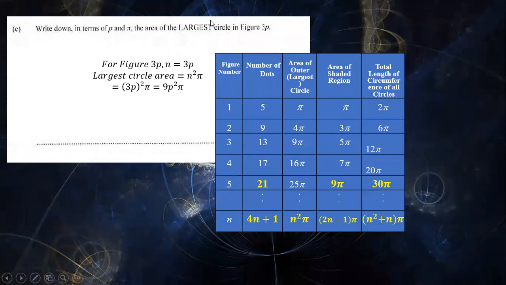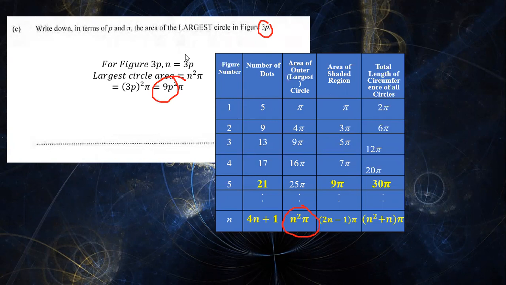You want to catch this? So what they're saying is to use this formula to find the largest outer area. But in this case, we have figure 3p. We have figure 1, figure 2, figure 3, figure 4, figure 5. But for some reason, we have a figure called figure 3p. So now we're going to put 3p in place of n, square it, multiply by pi, and this is the result. Any questions there?